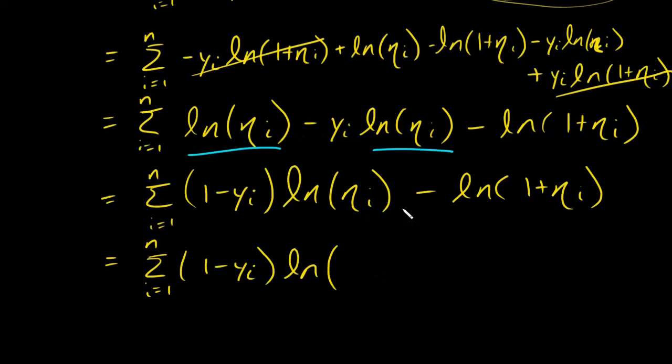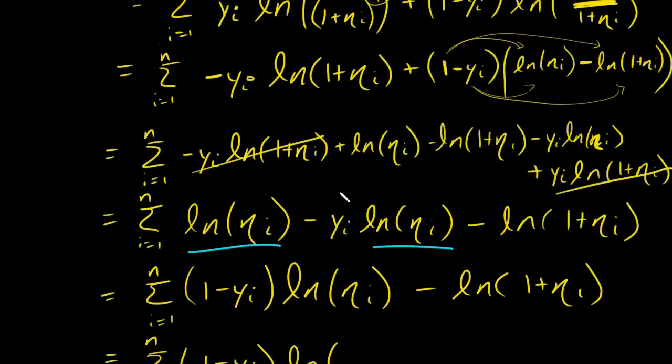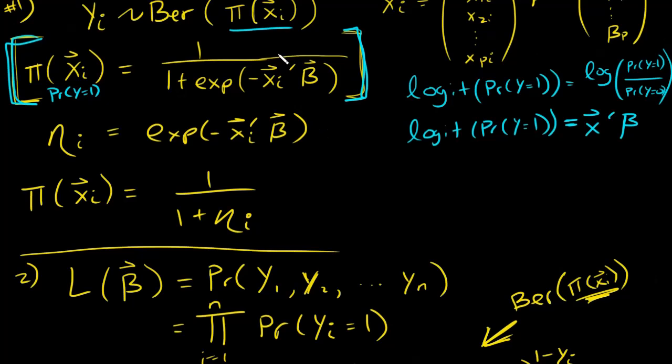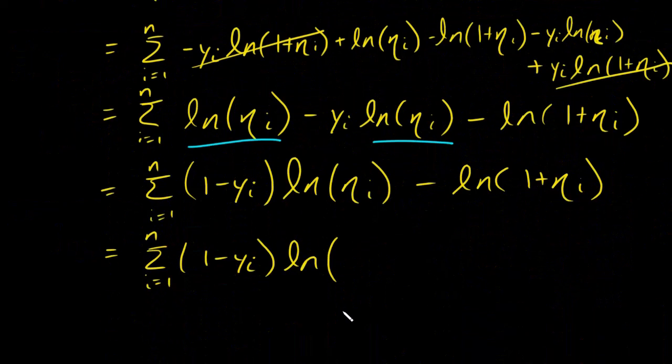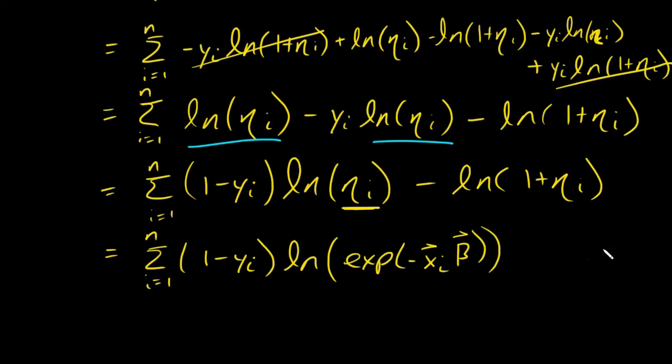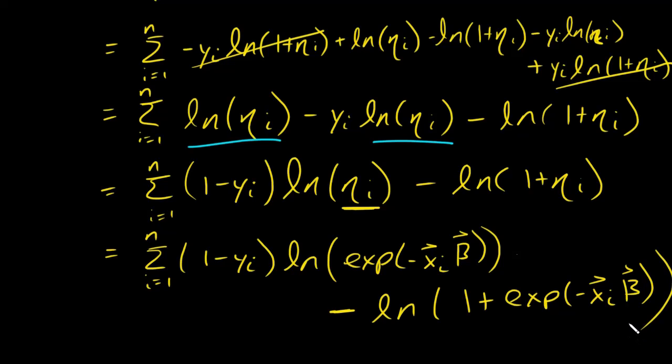It's the ln of, let's scroll back up to look at what is nu i. E to the power of negative xi transpose times beta. Okay, so what is this? E to the negative xi transpose times beta. So I just plugged in for nu i there. Minus, I'm going to run out of room, so I'm going to do this down here. Minus 1 plus e to the power of negative xi transpose times beta. All right.